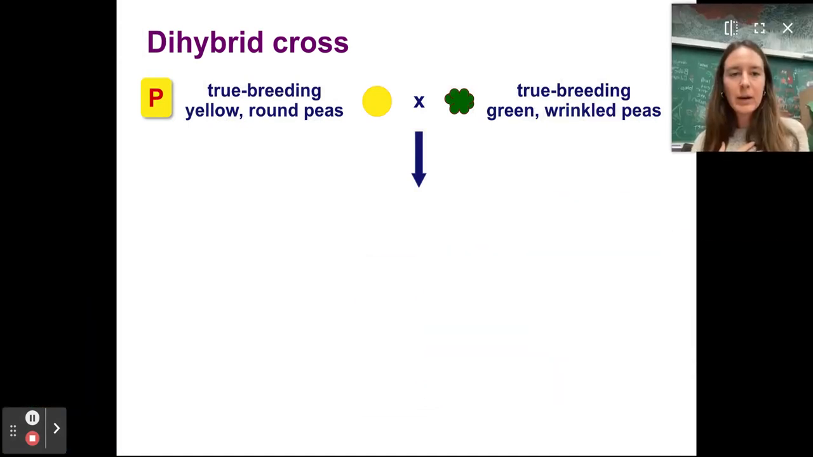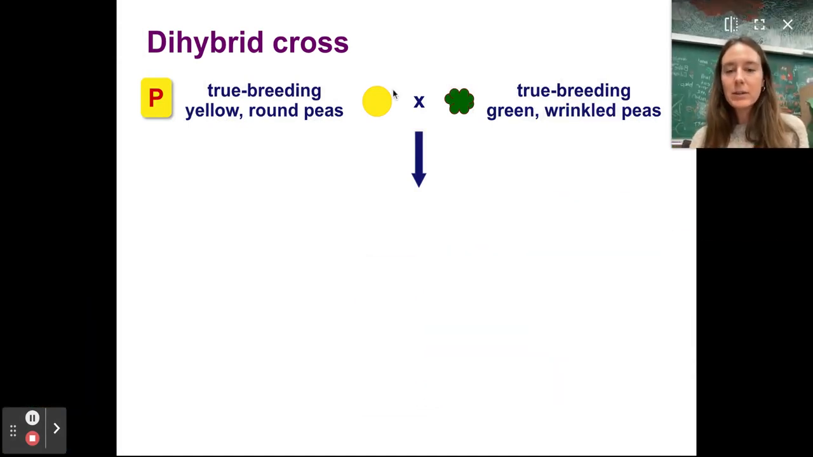Okay, so remember, in a monohybrid cross, Mendel was just looking at either seed color or seed shape, just one trait at a time. But now let's look at 2 traits at a time. So in this case, let's look at our pea generation, our parental generation. Remember, these are true breeding. These are purebred, round peas, and they're also yellow. So we're looking at 2 traits, color and seed shape, pea shape. In this case, we're looking at green and wrinkled.